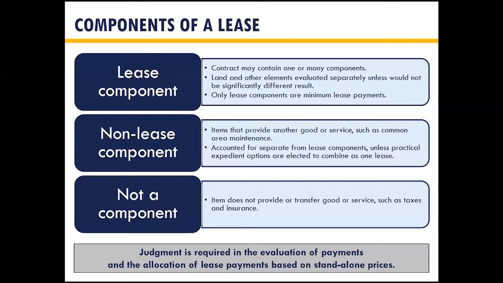And then the final piece I want to talk about is what's not a component. If there's an item in the lease that does not transfer a distinct good or service, such as taxes or insurance, back to that real estate example, a lot of times you might pay tax or insurance. Those are not a component, and so they do not get any allocation. However, those taxes and insurance are still consideration in the contract. So they're still included, but they're not separately allocated any share of the payment.